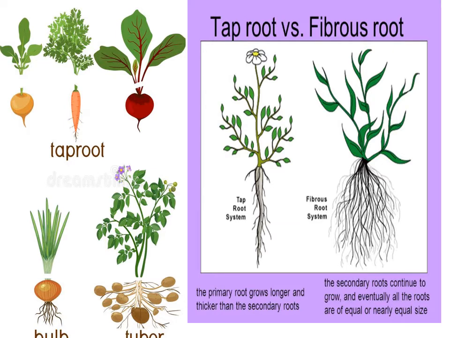What are fibrous roots? Fibrous roots are a bunch of roots of similar size which arise from the base of the stem. These roots also have root hairs, and the root hairs' function is to absorb water and minerals from the soil. Some of the examples of fibrous root system are grass, onion, maize, etc.